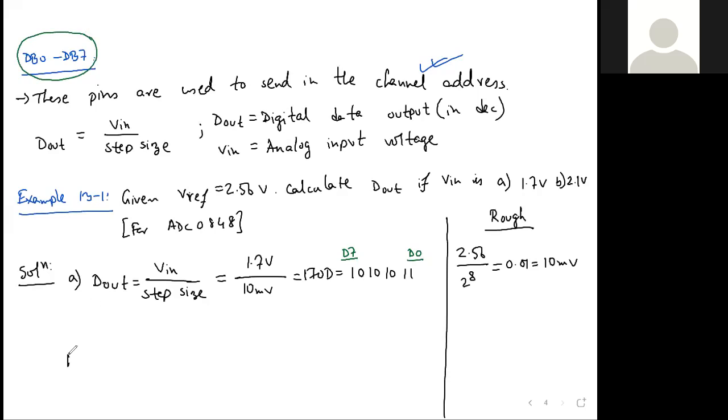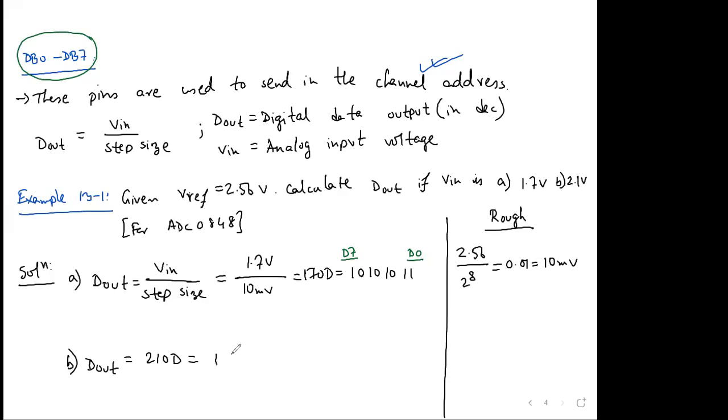Applying similar logic, if we find the answer of the next one, where the only change is your V input, now the V input is 2.1, the answer we get is 201 in decimal. Convert that to binary, we will get 11010010. So this one will be sent out using D7 and this one will be sent out using D0.